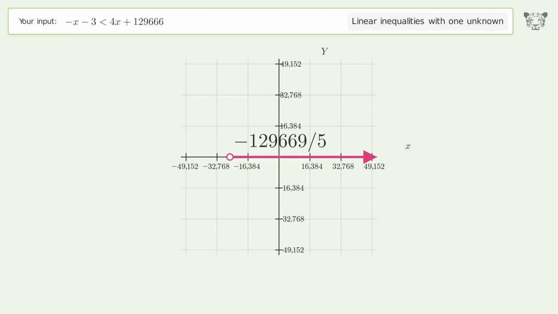And so the final result is x greater than negative 129,669 over 5 greater than negative 259,334 over 5.